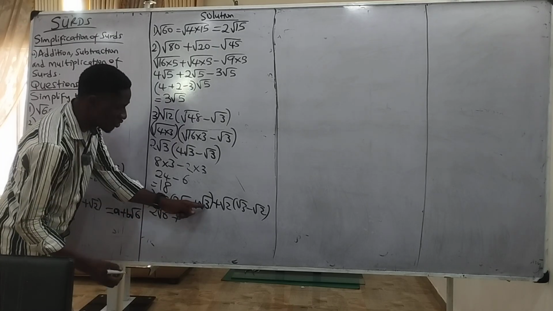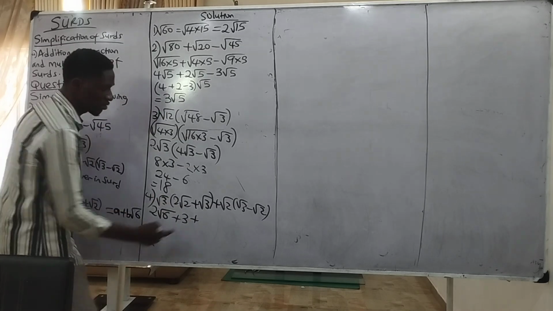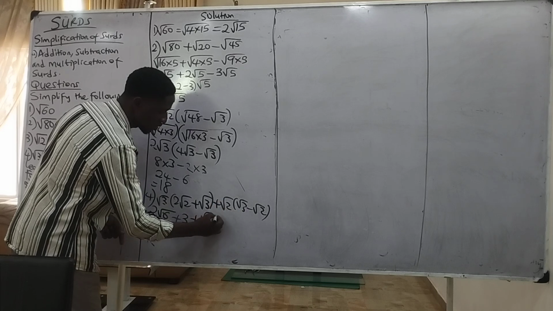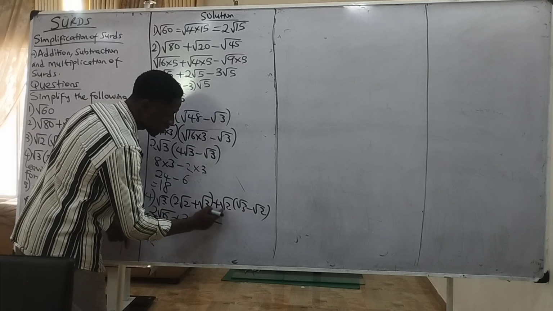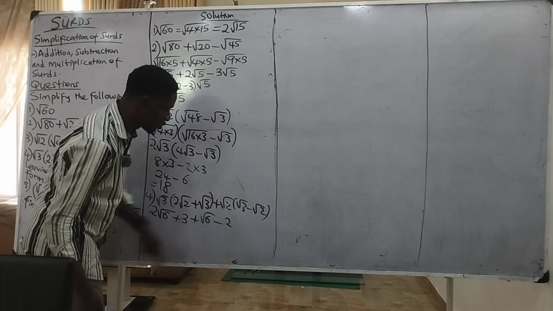Plus root 3 times root 3. They are the same number, so we'll write 3. We are done with this first bracket. Plus root 2 times root 3 is root 6, that is 2 times 3 is 6. Root 2, there's minus here, minus root 2 times root 2 is 2 because they have the same number inside the root.